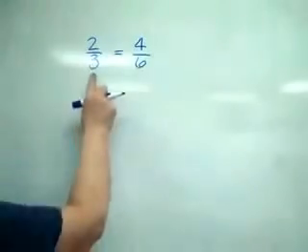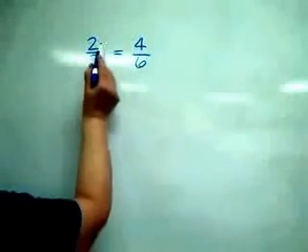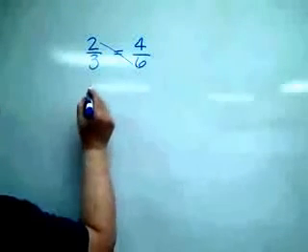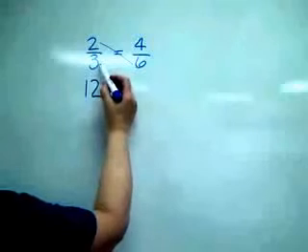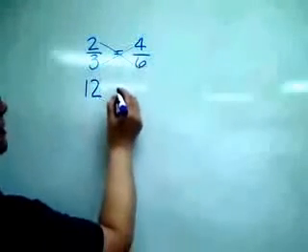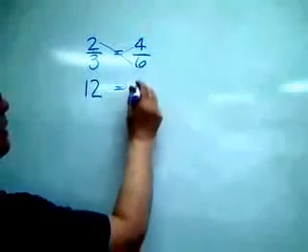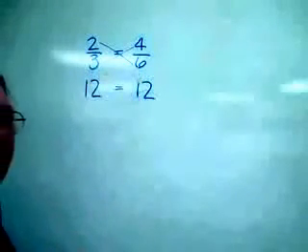A proportion is two equal ratios. The fastest way to check to see if a proportion is actually true is what we call cross multiplication. I'm going to multiply the top of one fraction times the bottom of the other. 2 times 6 is 12. Then I'm also going to multiply the bottom times the top, opposite of what I did, and 3 times 4 is 12. So I know that this is a correct proportion.